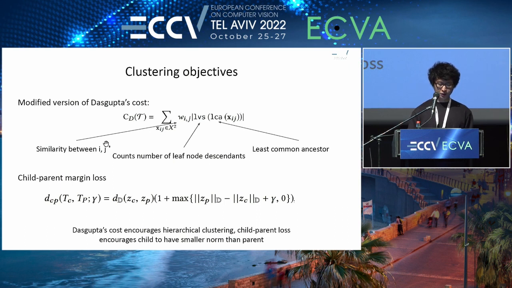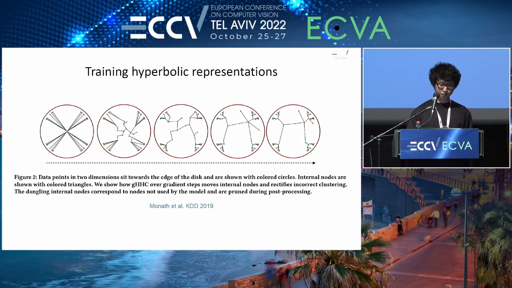So the basic form of the Dasgupta's loss is like this. And it's a very good hierarchical clustering loss from the hierarchical clustering literature. And then there's an additional loss needed to encourage the children to have smaller norm than the parent, which basically helps the organization in hyperbolic space. So we see this is how the representations are trained. And as you can see, basically it gets more and more tree-like as we apply this method.